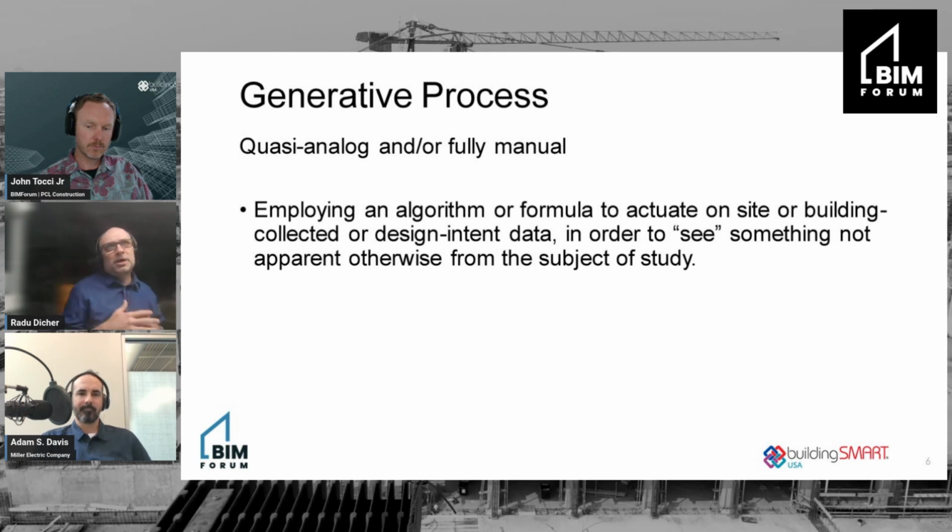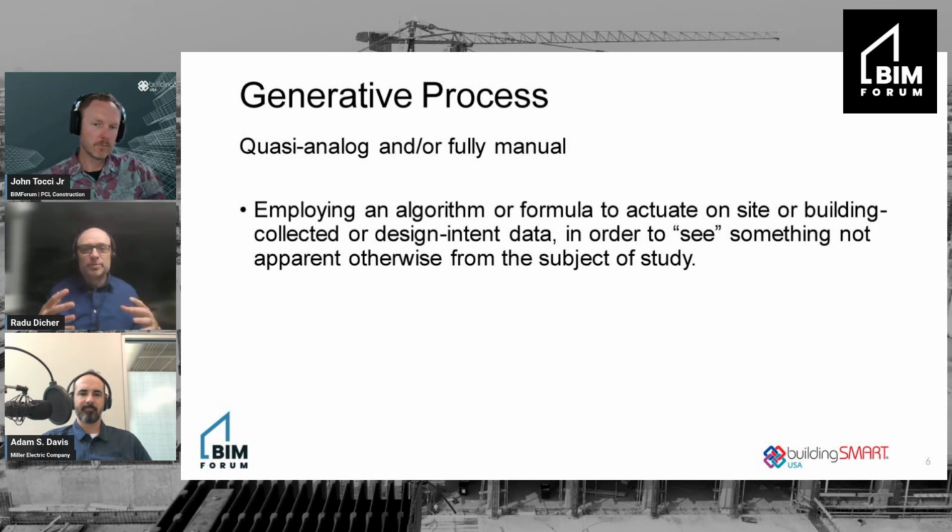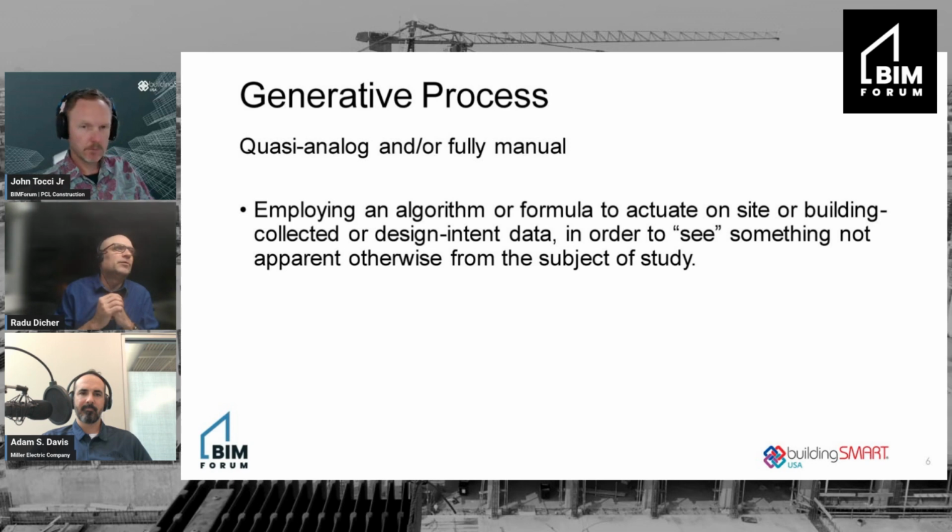So what do I mean by generative process? This can be a quasi-analog or fully manual process, but essentially it means employing an algorithm or formula to actuate on site or building collected or design intent data, in order to generate something that was not visible otherwise from the subject of study. And we'll see that just as in the case of parametric or generative design, it is critical to design an algorithm or formula which turns out useful information from the subject of study.